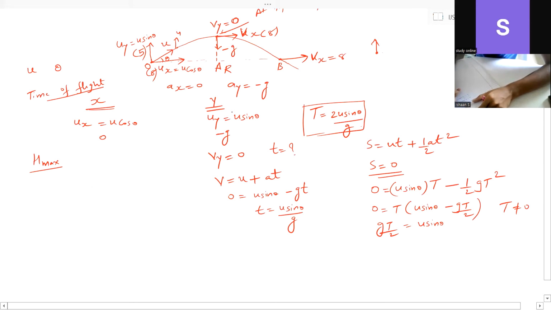Pay attention. All calculations will be done through the y-axis only, because along x there is no acceleration. So you can't apply all these formulas there. Yes. So what is the answer? H max.